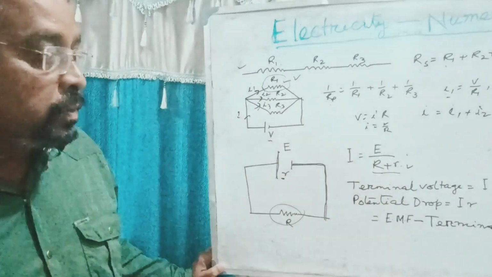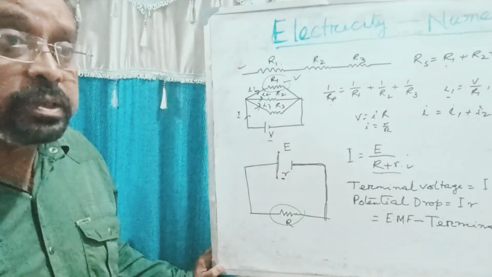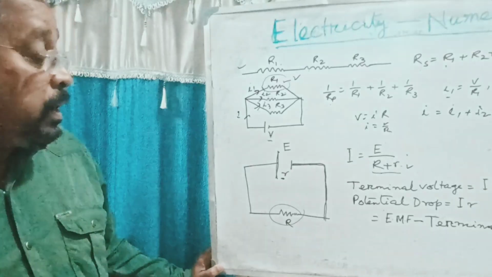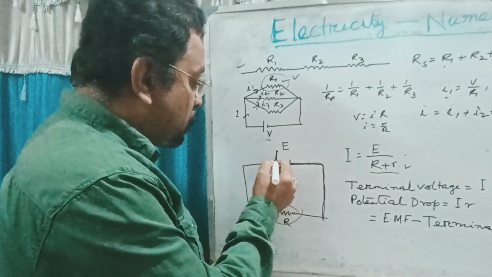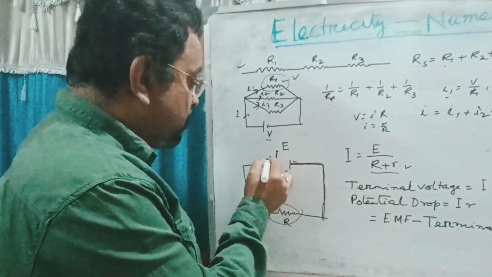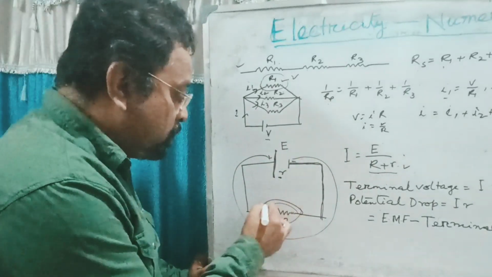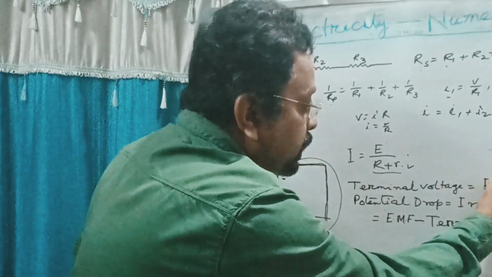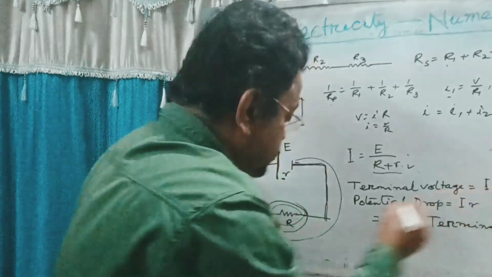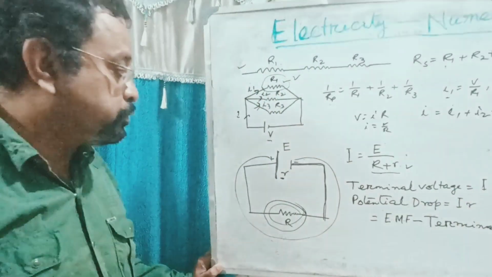Am I clear? Now terminal voltage. What is terminal voltage? The voltage across the terminal. So this is the voltage across this one, from here to here. See the resistor is here, R. So terminal voltage will be equal to I into capital R, that is the resistance of the external circuit.